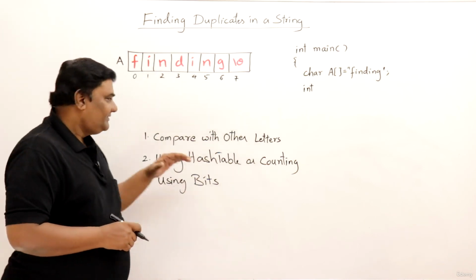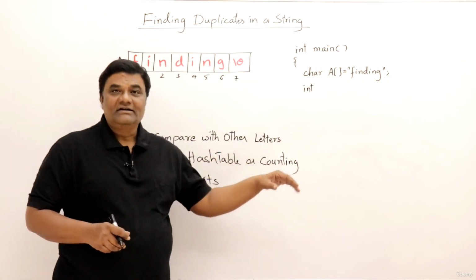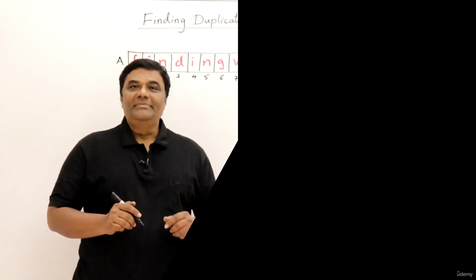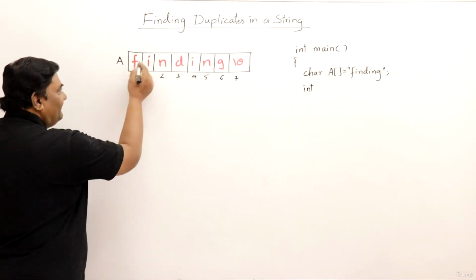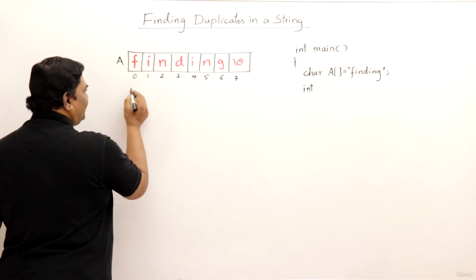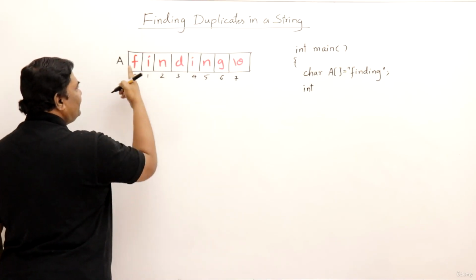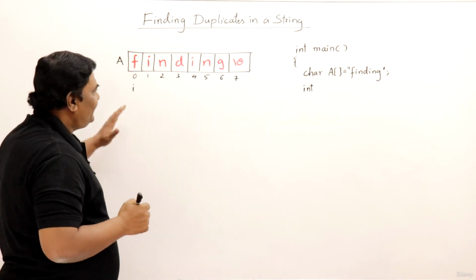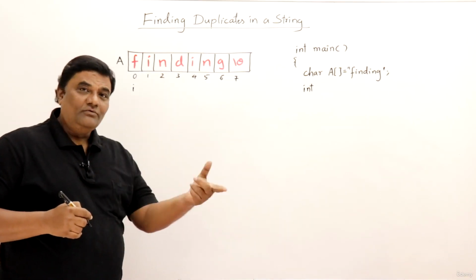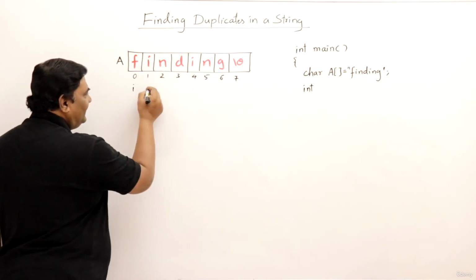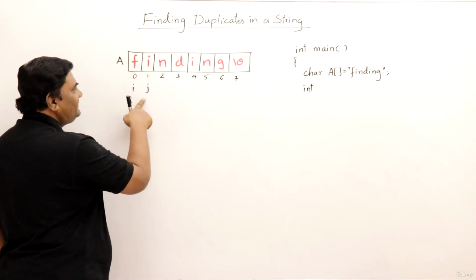So let us start with the first method, comparing with other elements. Let us see comparing an alphabet with the rest of the alphabets. The procedure is, we will start scanning the string from the left hand side. Let us start from here. First, F. Now we have to check, is there any other F inside the string? If so, we have to count it. We can take the help of a j counter and start checking.